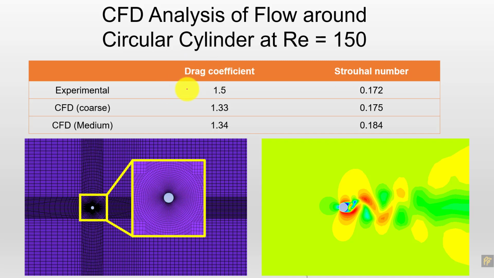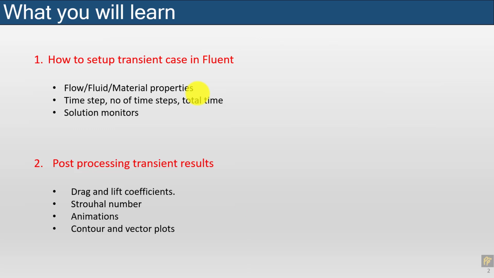Okay, so what you will learn in this course, the number one point is how to set up the transient case in Fluent, like deciding about the boundary conditions, the flow properties, the material properties. And then the most important thing for any transient case is the time step, the number of time steps, and for how much time we should be running the simulation.